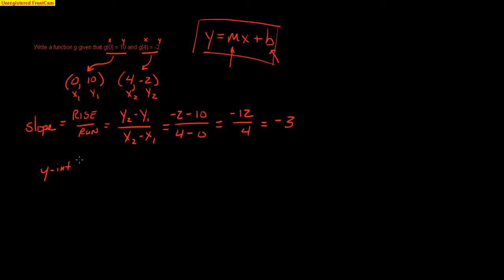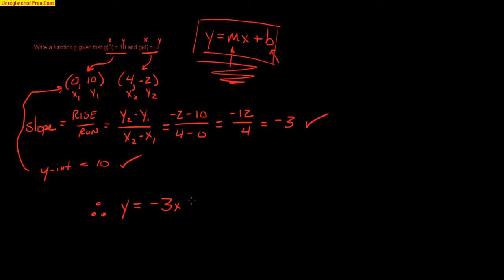Now wherever my y-intercept occurs, x is 0. So really, I have my y-intercept right there. That's equal to 10. So I put these two facts together. I have one here and one here, and then I just plug them into this. We've done this before. y equals m, which is -3, x plus 10.